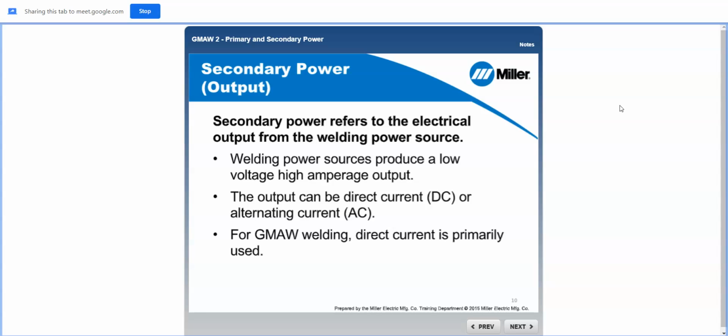Dry cell batteries, like a flashlight, and wet cell batteries, like car batteries, are sources of direct current. A battery has a positive terminal and a negative terminal, or poles. A direct current output welding power source also has a positive and negative terminal. Connecting the electrode cable, holder, and electrode to either the positive or negative terminal, the work cable and its clamp are connected to the opposite terminal.